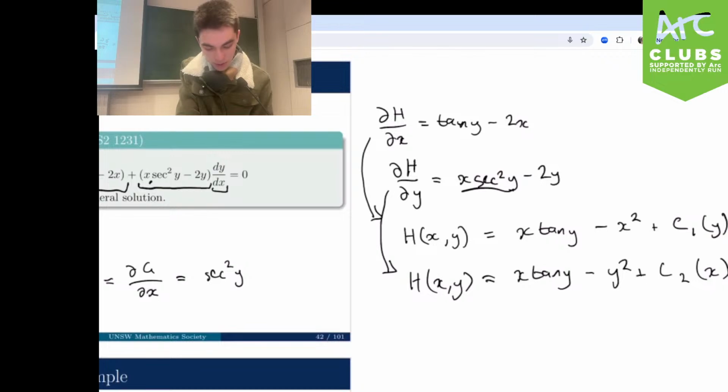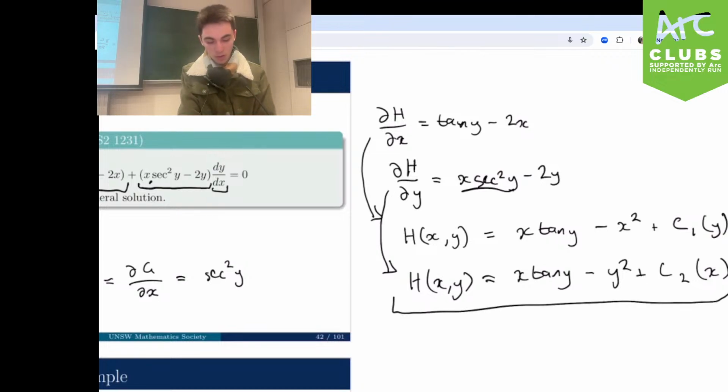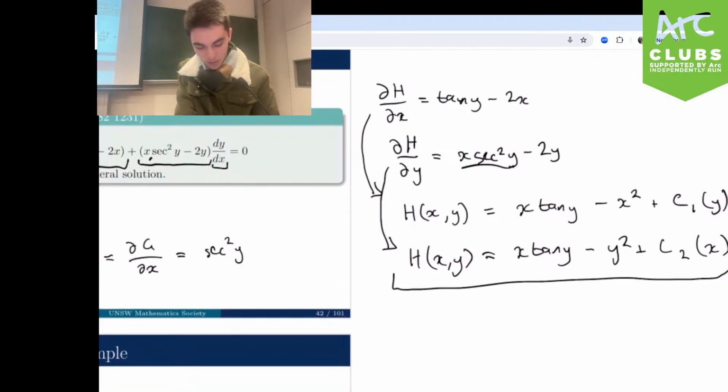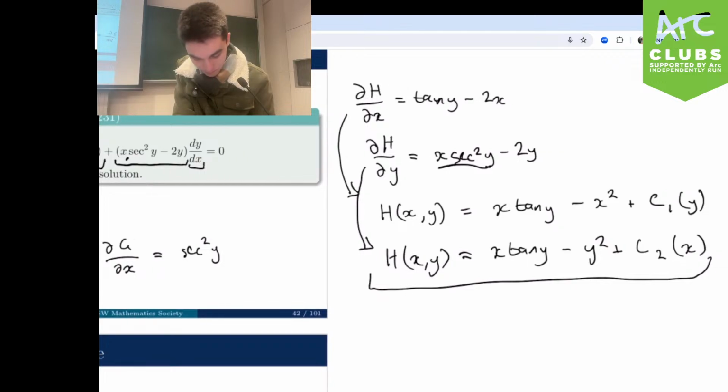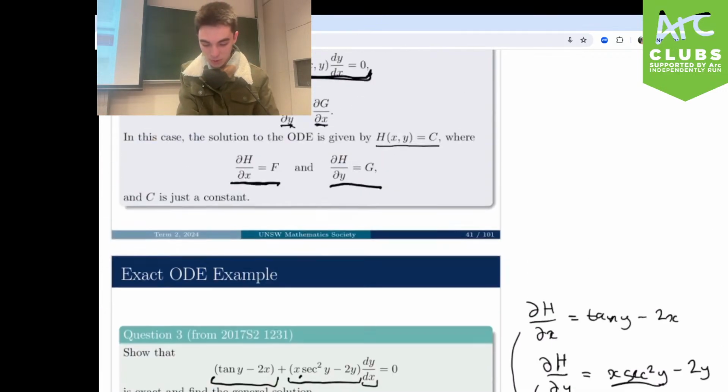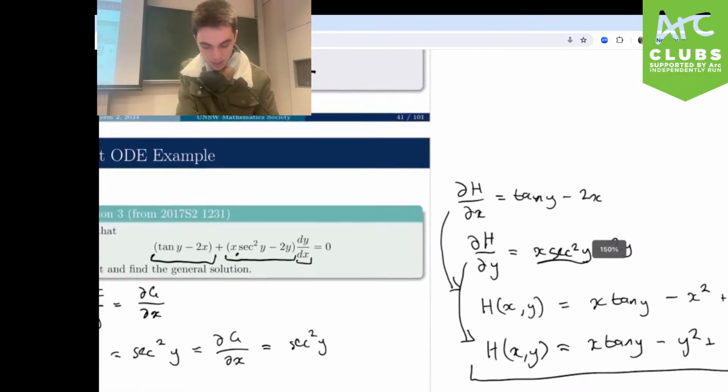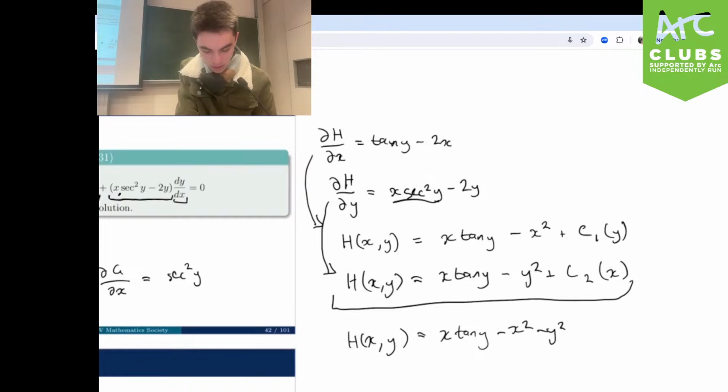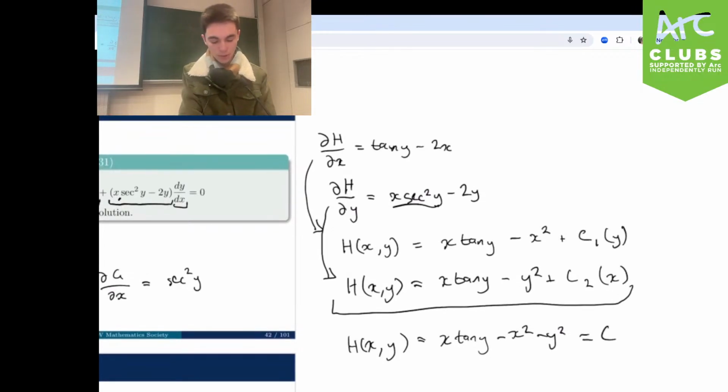All right, and now comparing these two forms for h of x and y that we've obtained, we know that at least one of the solutions is going to be given by h of x and y equal to x tangent of y minus x squared minus y squared. And we know that the form that our solution should take on is that this function equals some constant, right? This is the general form of the solution that we're going to get.